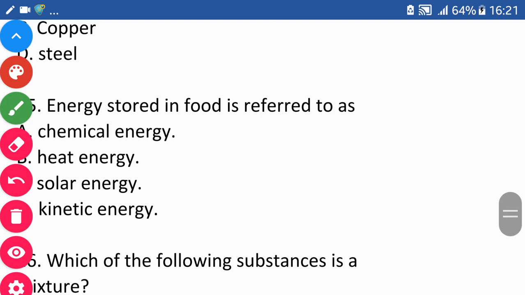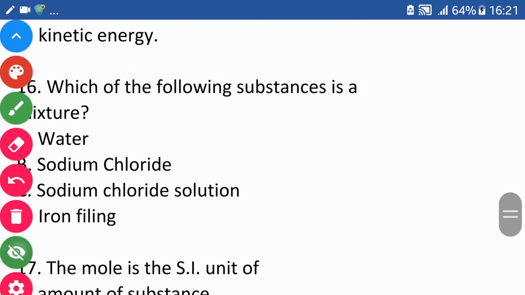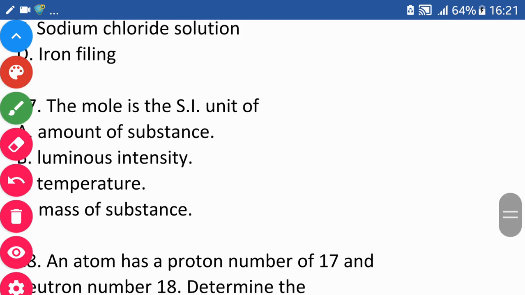15. Energy stored in food is referred to as chemical energy. Chemical energy. So the following substances is a mixture. Sodium chloride solution. The mole is the SI unit of amount of substance. A.